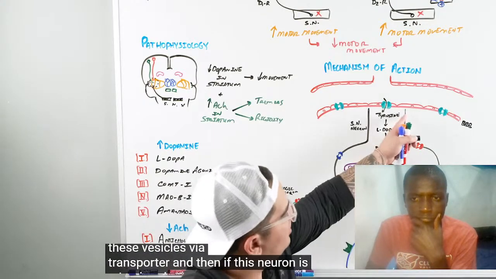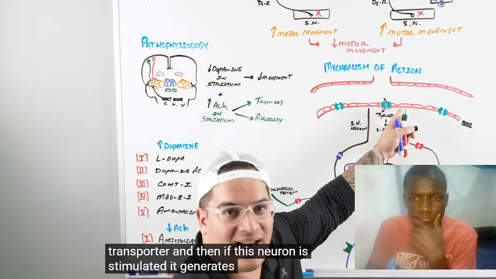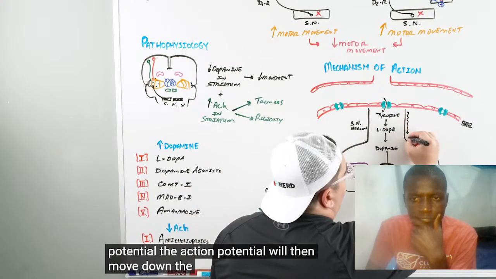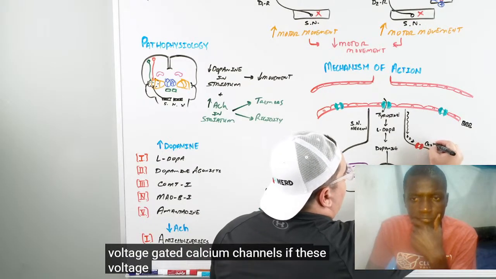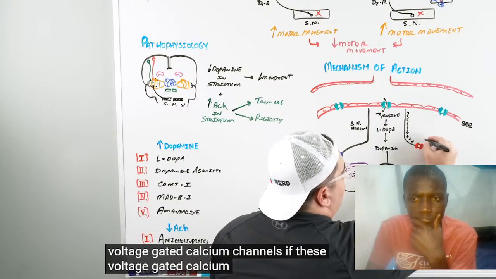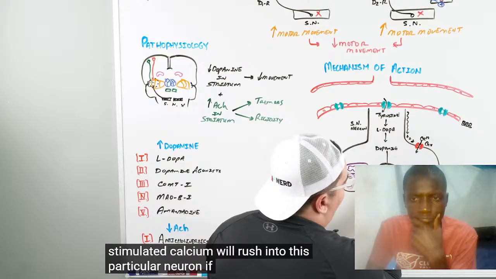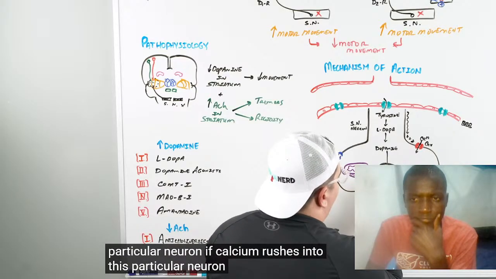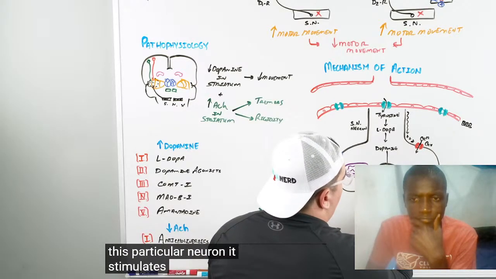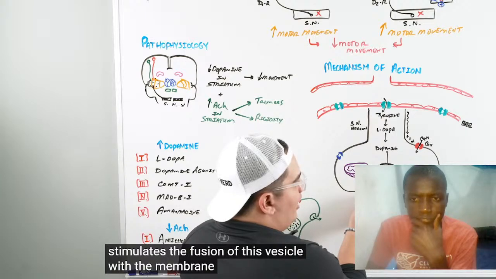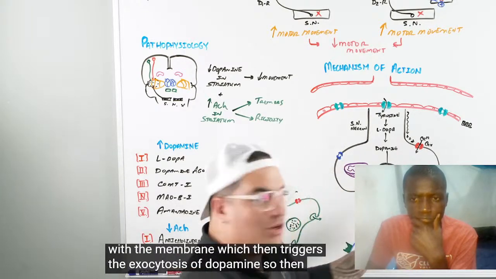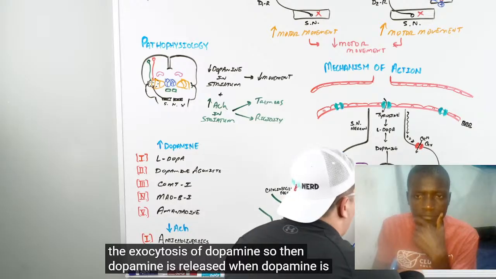And then if this neuron is stimulated and it generates an action potential, the action potential will move down the axon and stimulate these voltage-gated calcium channels. If these voltage-gated calcium channels are stimulated, calcium will rush into this particular neuron. If calcium rushes in, it stimulates the fusion of this vesicle with the membrane, which then triggers the exocytosis of dopamine. So then dopamine is released.